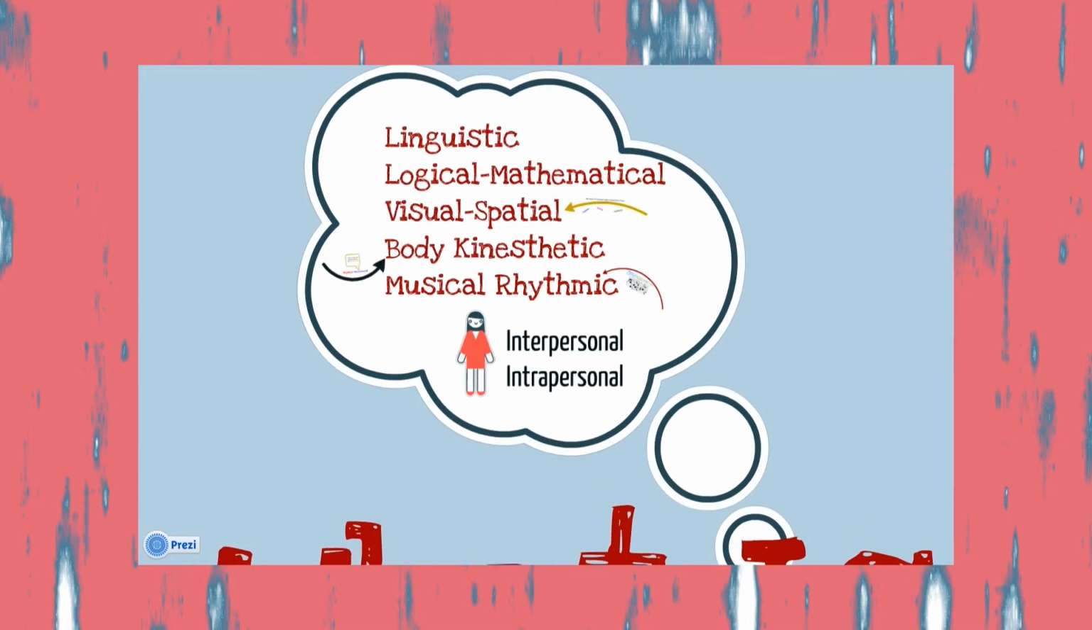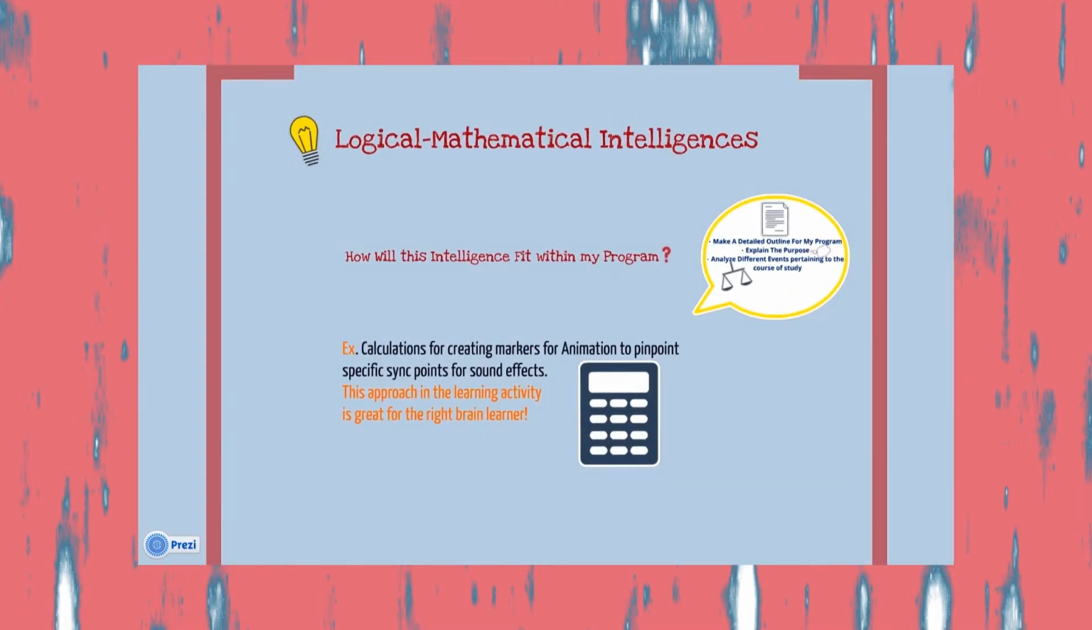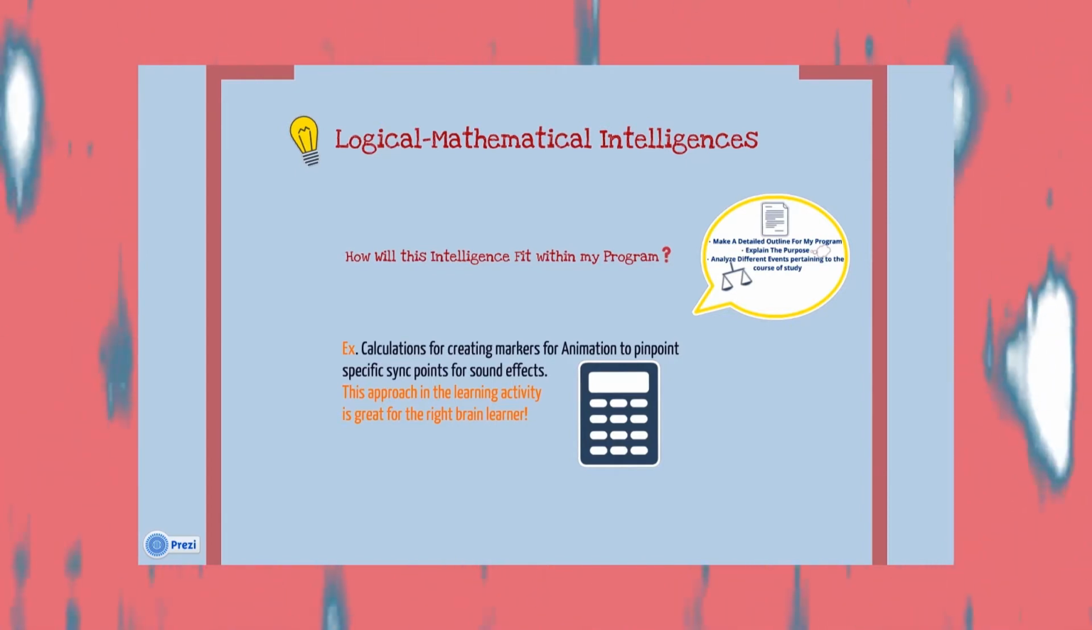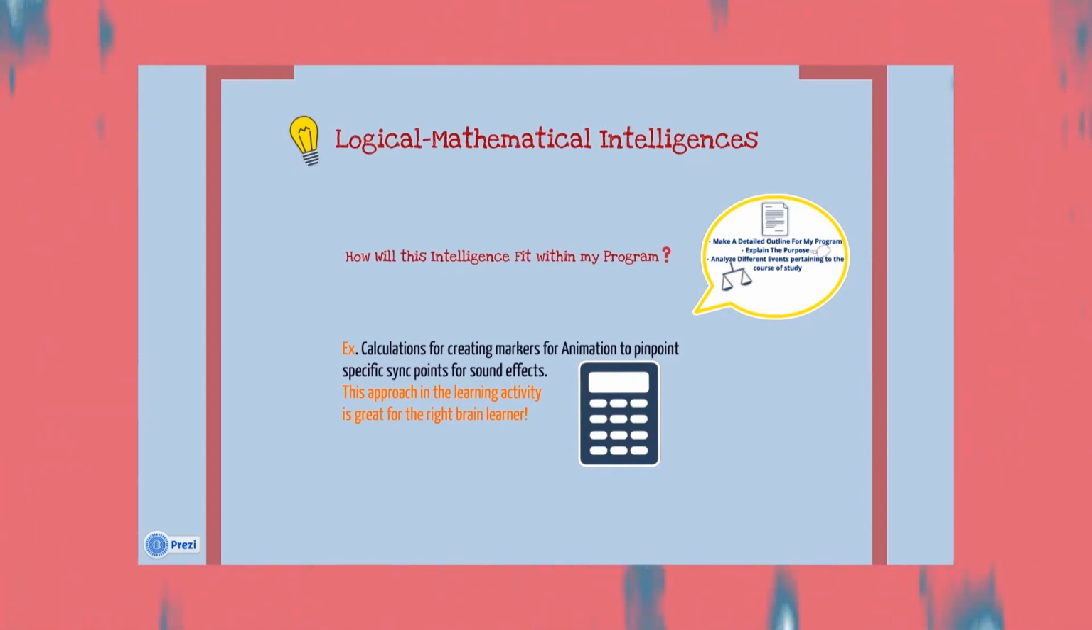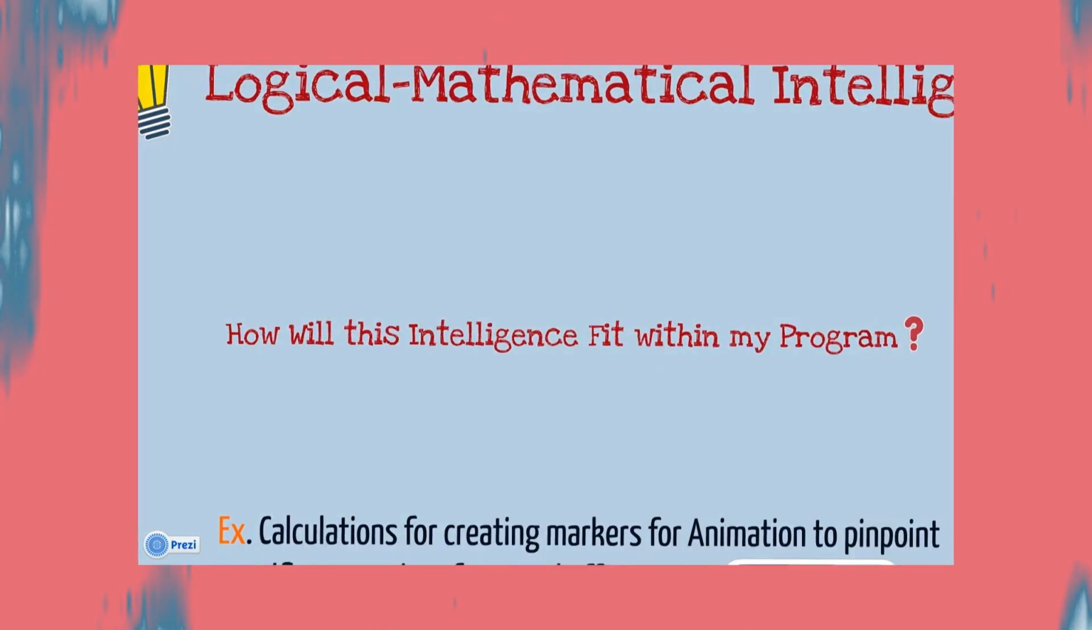Gardner did a great job describing the ways people understand the world. The 7 intelligences described by Gardner were linguistic, logical mathematical, visual spatial, body kinesthetic, musical rhythmic, interpersonal, and intrapersonal intelligences.